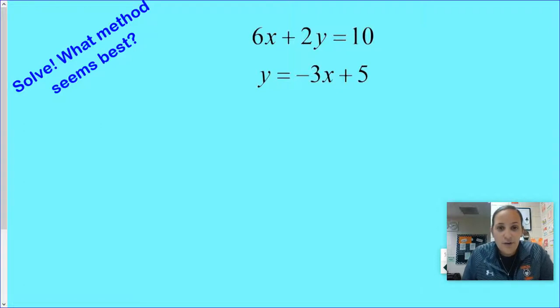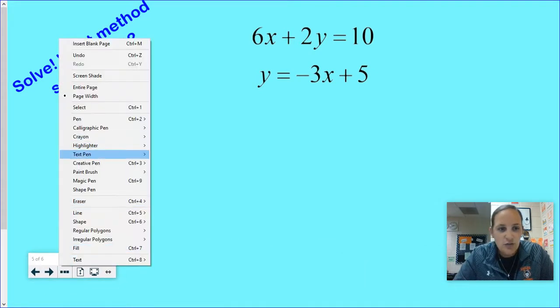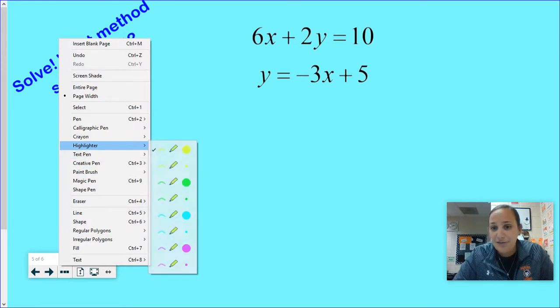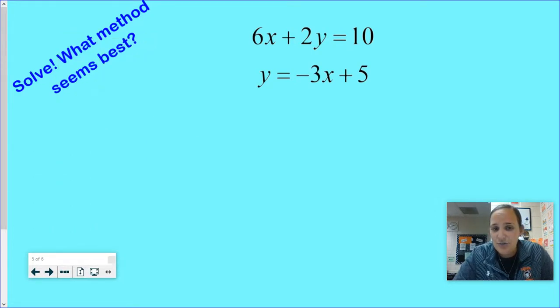All right, this video is on systems of equations. So I'm looking at these two systems together, and I'm wondering what is the best method to solve. I think the best method of solving this system of equations is to use substitution. I definitely don't want to graph because I don't like graphing, and it's not going to be easy to use elimination.